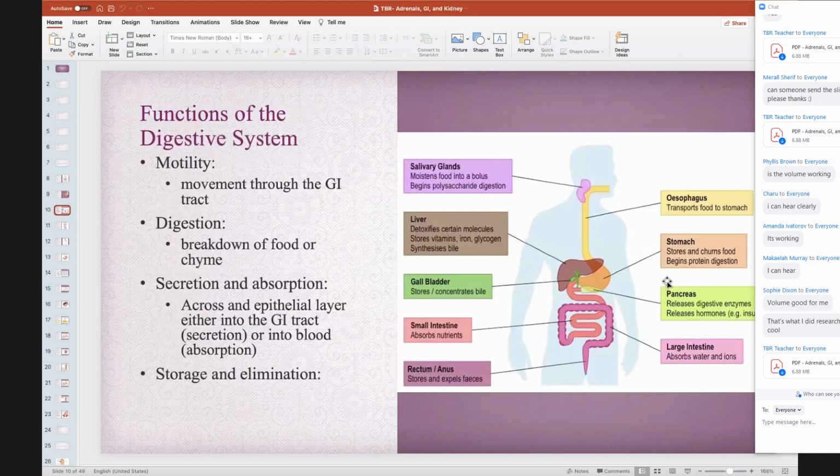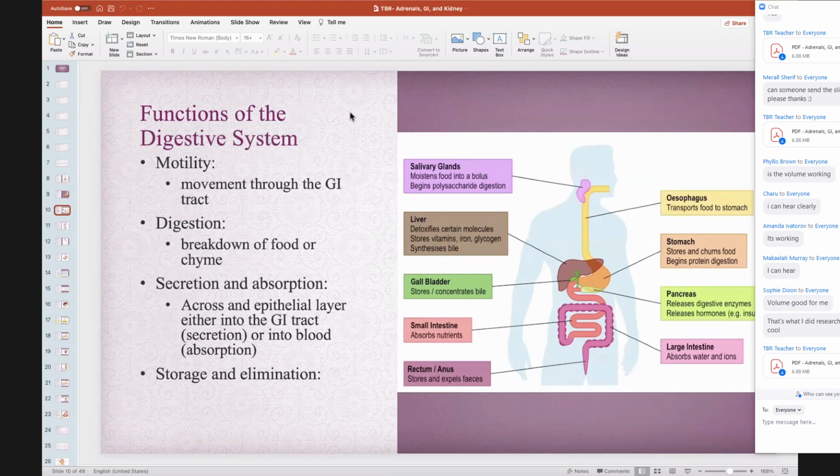So the functions of the digestive system: motility. The motility comes back down to those two layers of muscle, the circular and the longitudinal, and peristalsis. And we're going to start with digestion. So digestion starts in the mouth, and it will occur throughout the GI system. Then secretion and absorption. This is a great time to talk about a tube within a tube system.